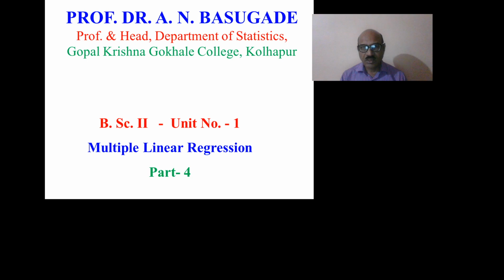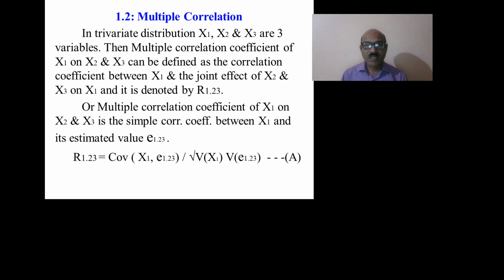Today we are dealing with unit number 1, that is multiple linear regression, and that too part 4, in which we will study the multiple correlation. Already we have studied the multiple regression expressions and their properties, also the variance of residual, everything. Now the second part is multiple correlation. In this we will obtain the expression for the multiple correlation coefficient in terms of simple correlation coefficients, and also we will study some of their properties.